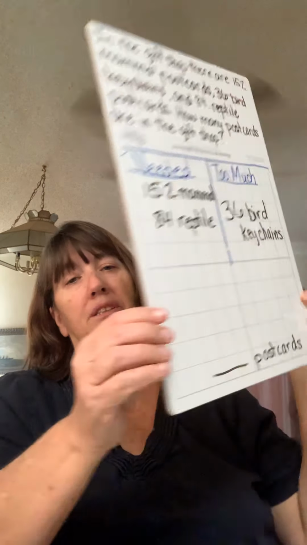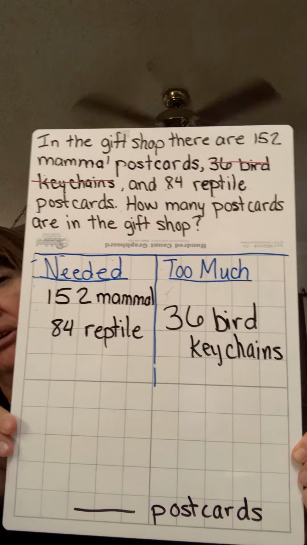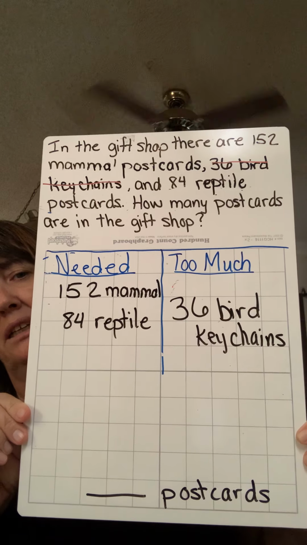And for the too much information, we have 36 bird keychains. We don't need that information. Now you can make these little lists if you want to. You don't have to. When we do it in the book, all we really need to do is cross out that information. I'm just giving you the little column thing to make it a little easier, okay? So I've crossed out the information and I've written it in the columns.